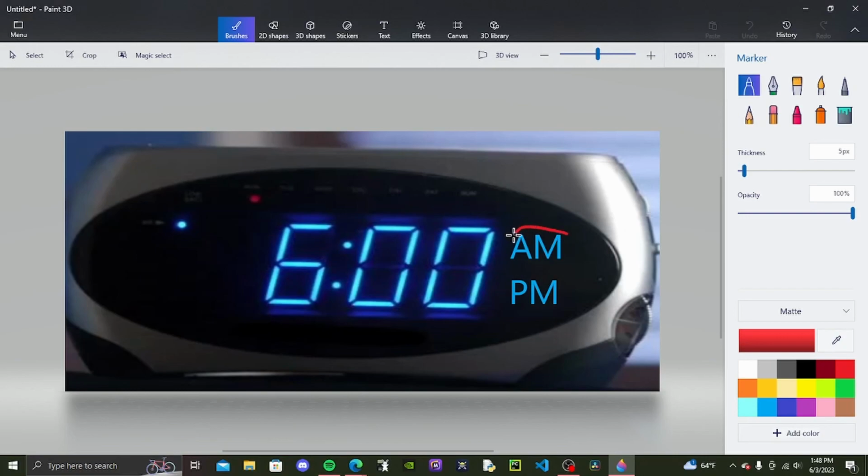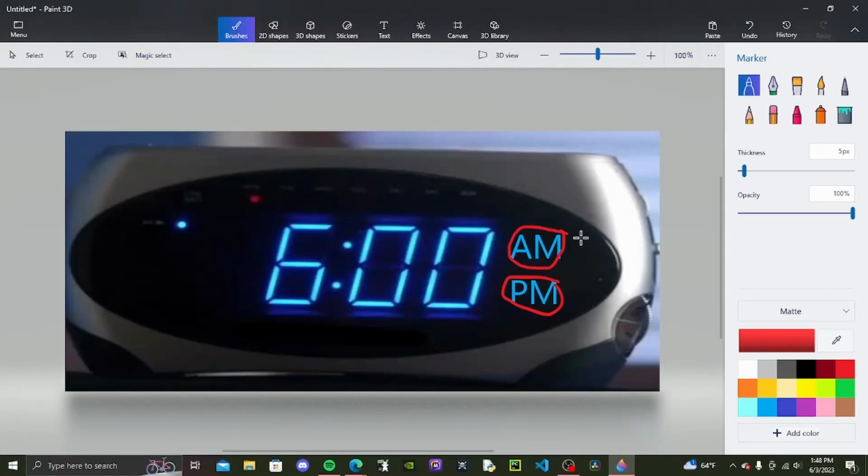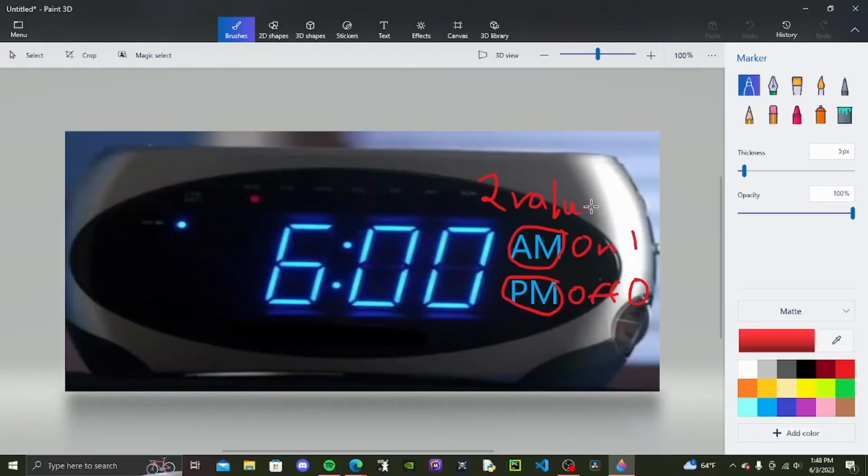So you just woke up after an intense forearm session while watching this wholesome video last night. And then you see the clock says 6 o'clock. Then you check to see if the clock says AM or PM to see if your parents will beat your ass for skipping school. You see, the AM and PM are both two values that can be represented by one binary bit to represent which one is on.